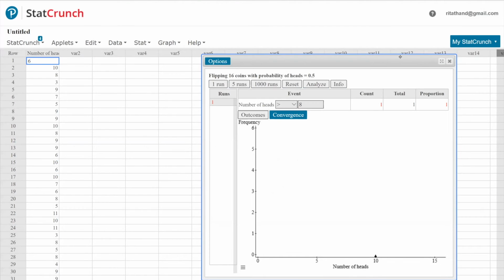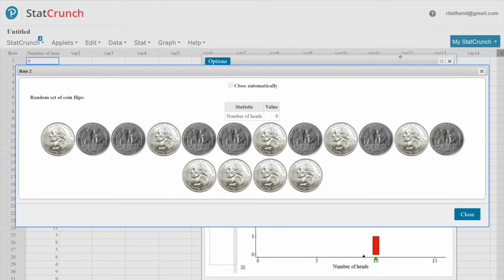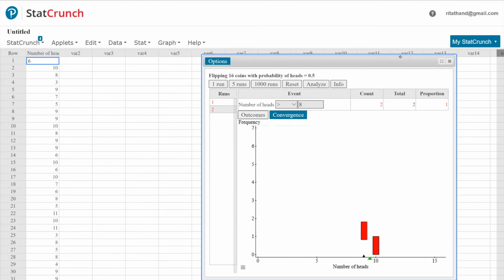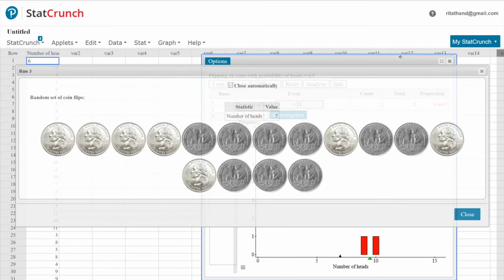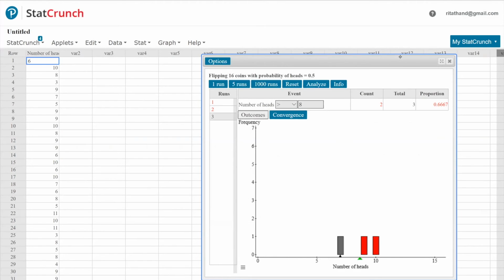So you flip a coin 16 times, you get 10 heads, for one time. If I flip a coin another 16 times, I get 9 heads in this experiment. Again, I flip another coin 16 times, I get 7 heads, and so on and so forth. So you might wonder, if I repeat, this is a probability experiment, right?